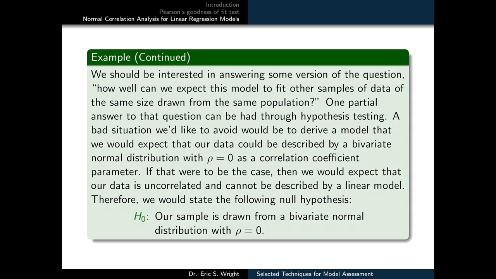A bad situation we'd like to avoid would be to derive a model that tells us that we would expect that our data could be described by a bivariate normal distribution with rho equals 0 as a correlation coefficient. If that were the case, then we would expect that our data is uncorrelated and cannot be described by a linear model. Therefore, we would state the following null hypothesis: H sub 0, our sample is drawn from a bivariate normal distribution with rho equals 0.